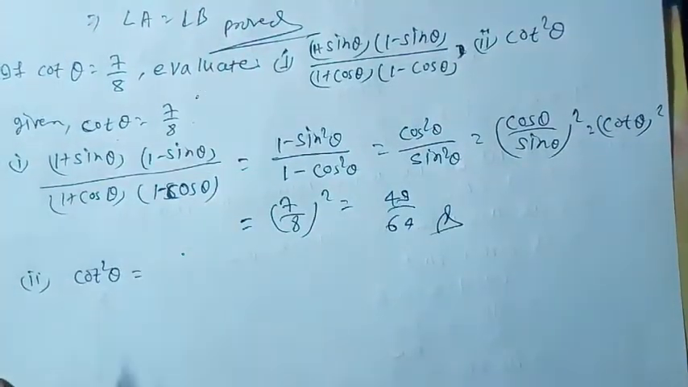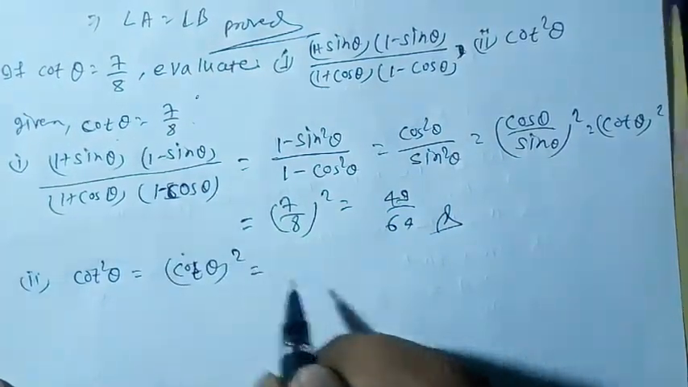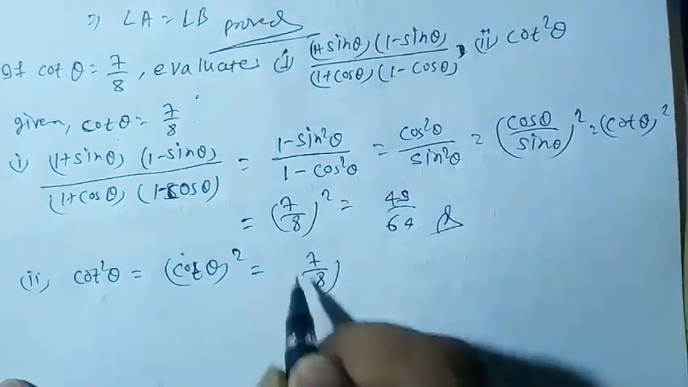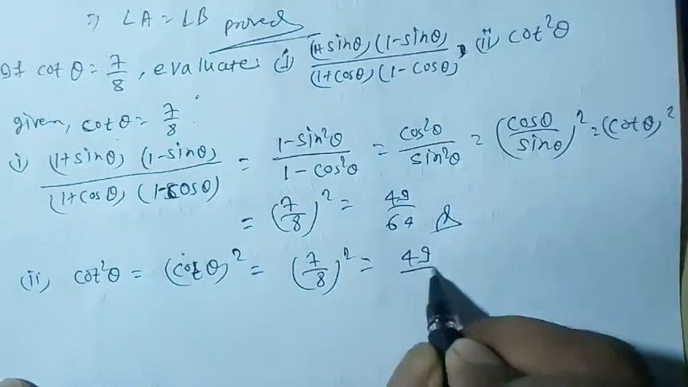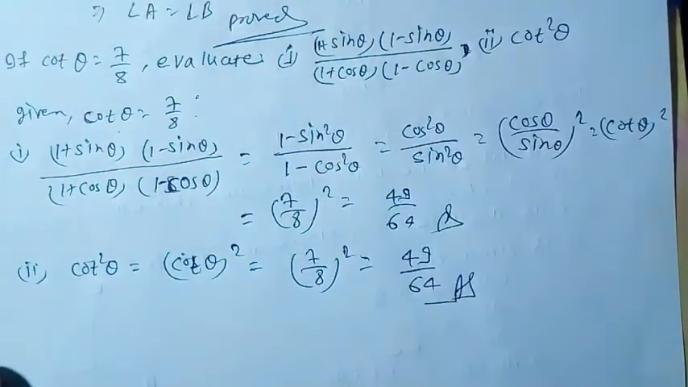Question number 2, cot square theta is equal to cot theta whole square, which is equal to 7 by 8 whole square, equal to 49 by 64. Answer. Okay, now the questions for practice.